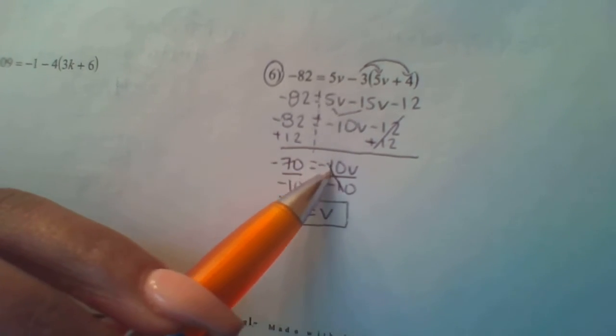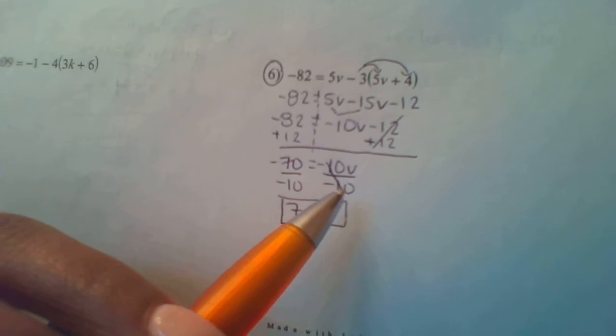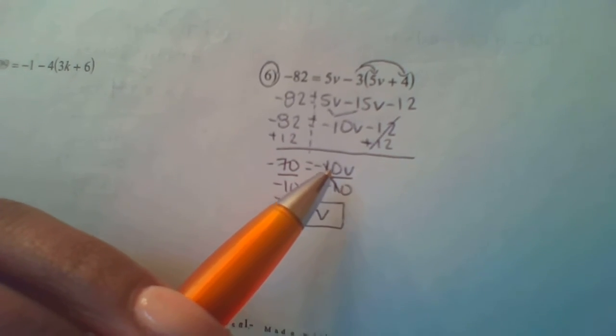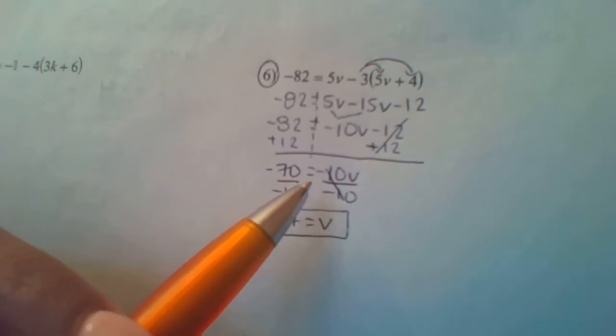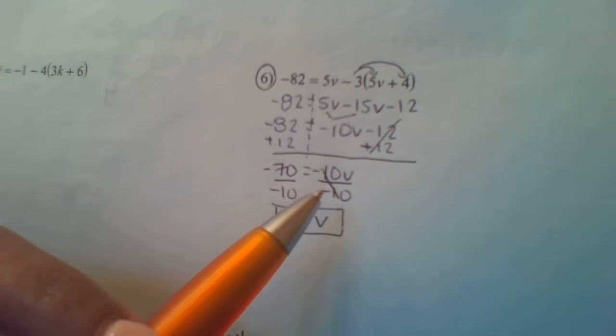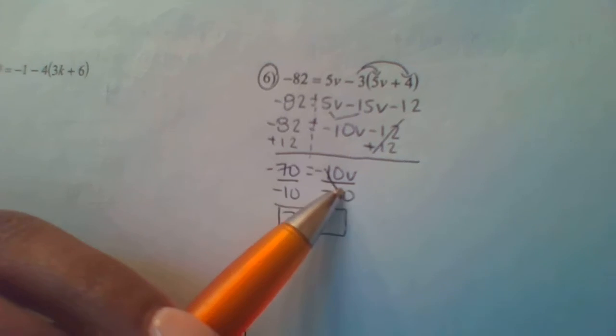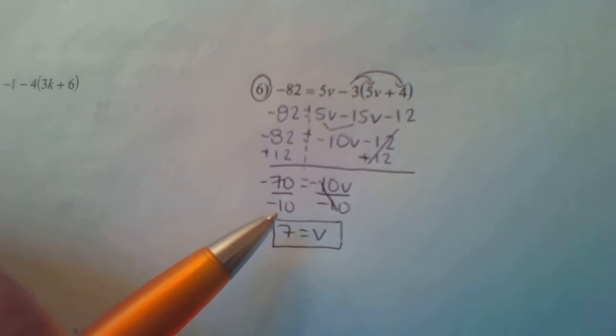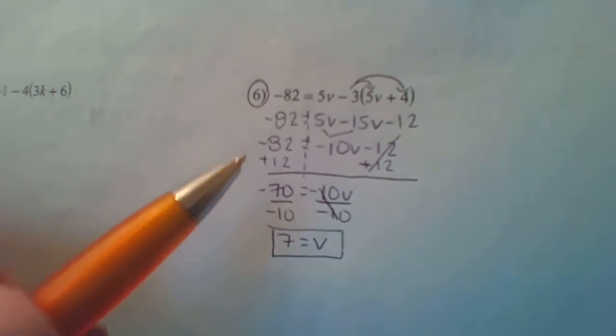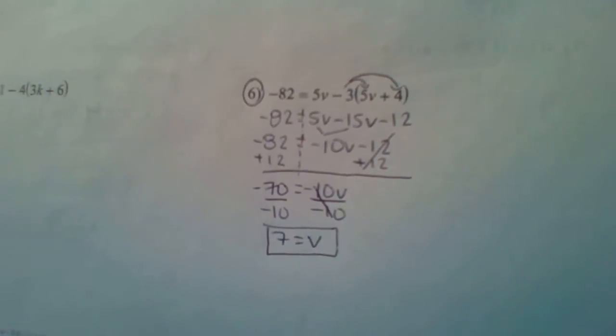Now we want to move this negative 10 to get v by itself. We're going to use division because we know when a number is in front of a variable, that's multiplication. The inverse operation of multiplication is division. So negative 10 divided by negative 10 gets us 1. 1 times v is v. Negative 70 divided by negative 10 gets us 7. So our final answer for this problem, problem 6, is v equals 7.